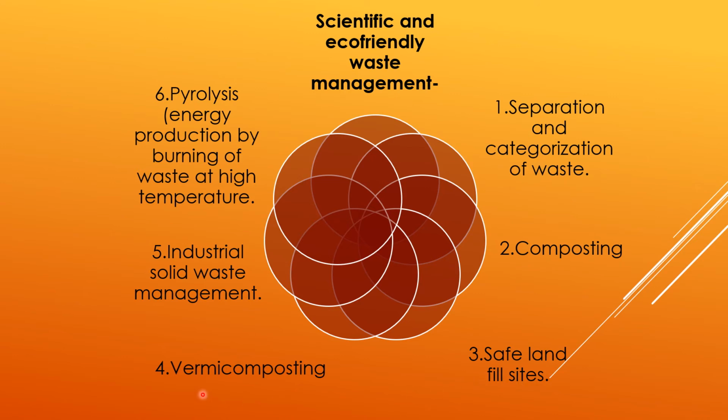Then the next method is vermicomposting. Now, earthworms are the best decomposers. You know it. They decompose wet waste at a very fast rate. This process is known as vermicomposting. The manure generated by this method is highly nutritious in nature, which can be used in gardening and agriculture.